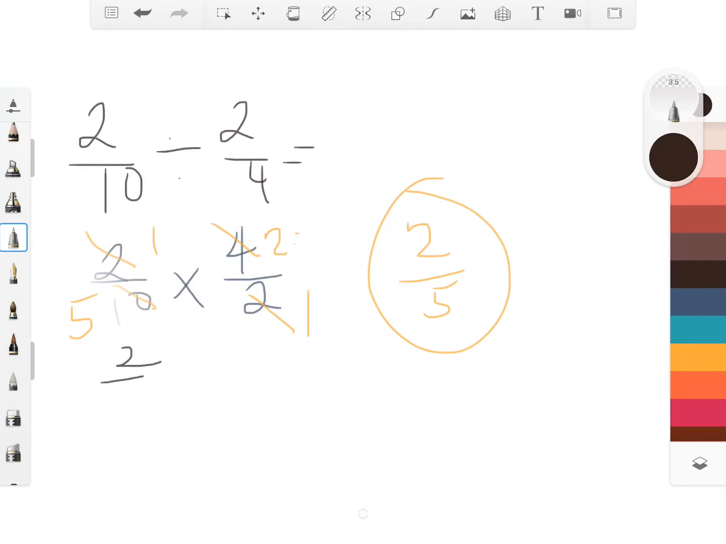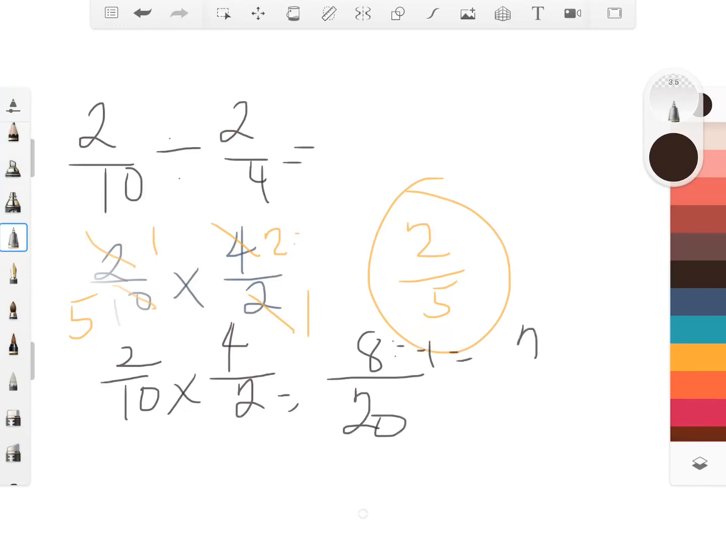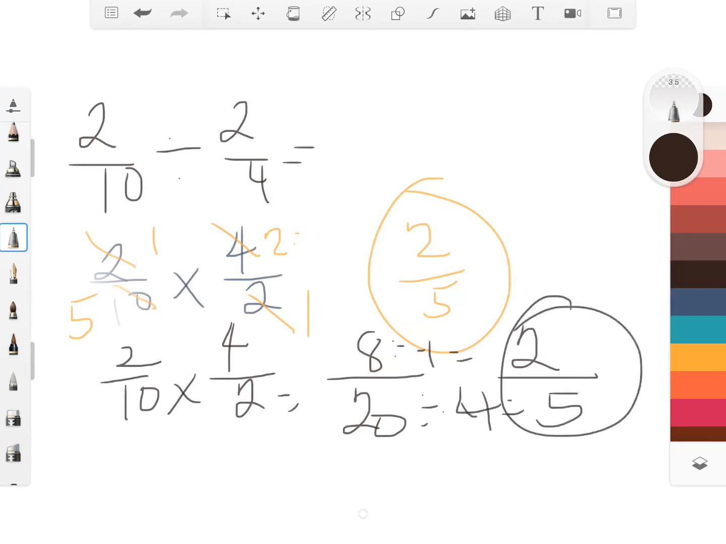Now what if we do it the long way? Let's see if we still arrive at the same answer. 2 times 4 is 8. 10 times 2 is 20. And 8 and 20 have a greatest common factor of 4. So 8 divided by 4 is 2, and 20 divided by 4 is 5. See, it's up to you guys which process you prefer, multiplying then reducing the fraction to its lowest terms, or reducing first. Even then, our answer is still the same, and therefore we are good. That's also a good way to double check your answer.